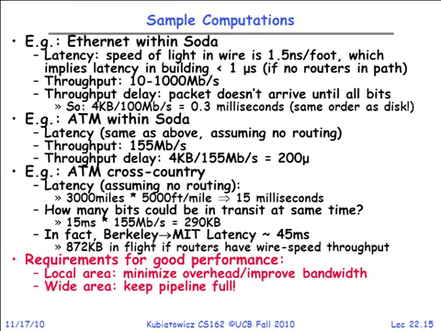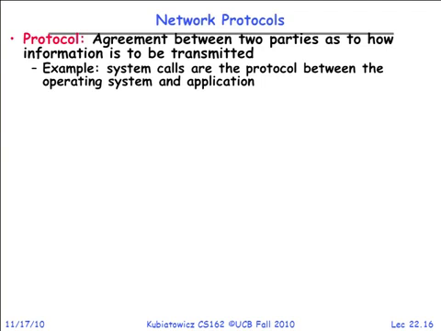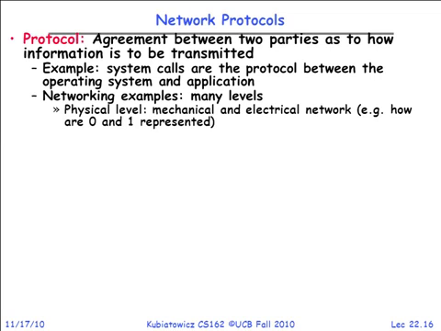Let's switch gears a little for the rest of the lecture and talk about protocols now. So a protocol, as I mentioned last time, is an agreement between two parties on how information is transmitted. Okay? An example, you could say that system calls are a protocol between the operating system and applications. Okay? Maybe that's a stretch. Networking examples have many levels, and that's where they come up mostly. I'm not actually going to go through the full OSI stack. That would be 122 for you, but I actually want to give you some flavor for why the levels are there.